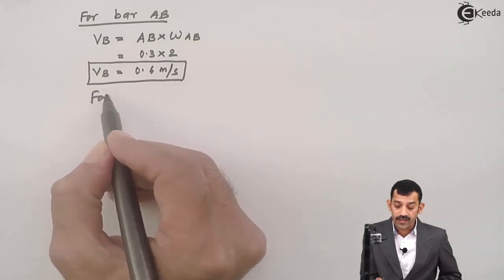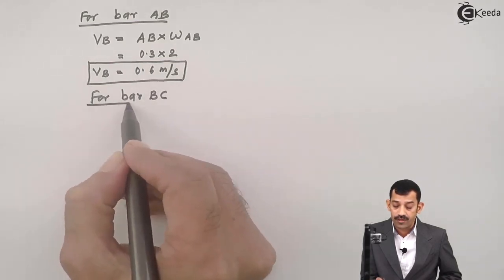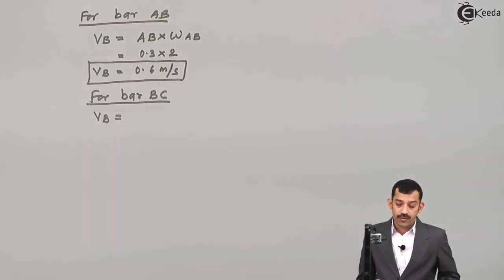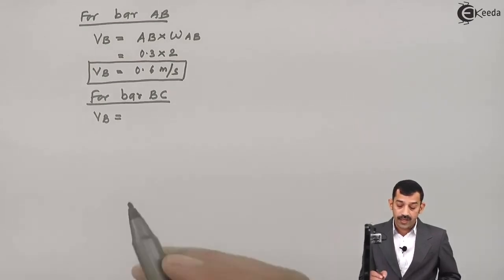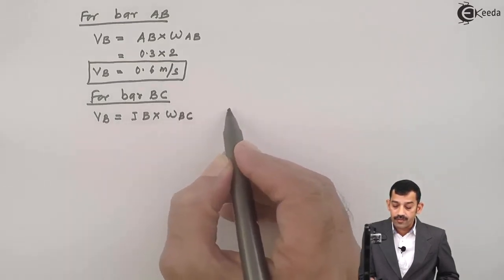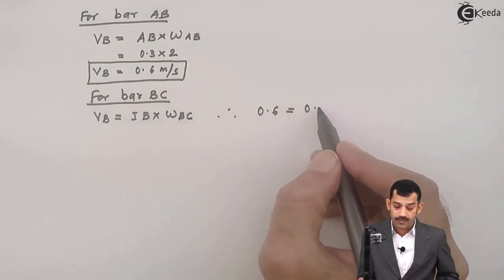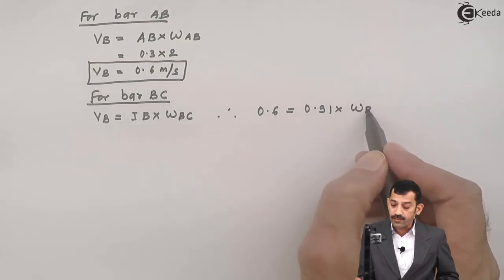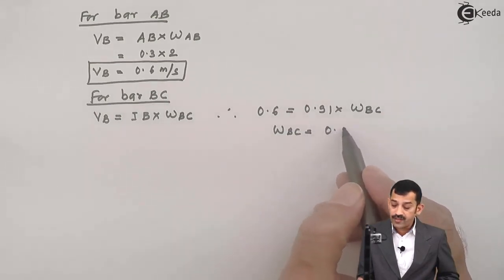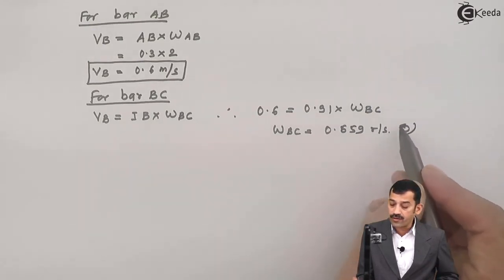Next link is link or bar BC. Now, as you know, linear velocity of point B, again we use VB. For link BC the center of rotation is I, therefore the radius of rotation becomes IB into omega BC. Therefore VB is 0.6, IB length you have calculated, which is 0.91, multiplied by omega BC. Therefore omega BC comes out to be 0.659 radians per second, and that is also in anti-clockwise direction.